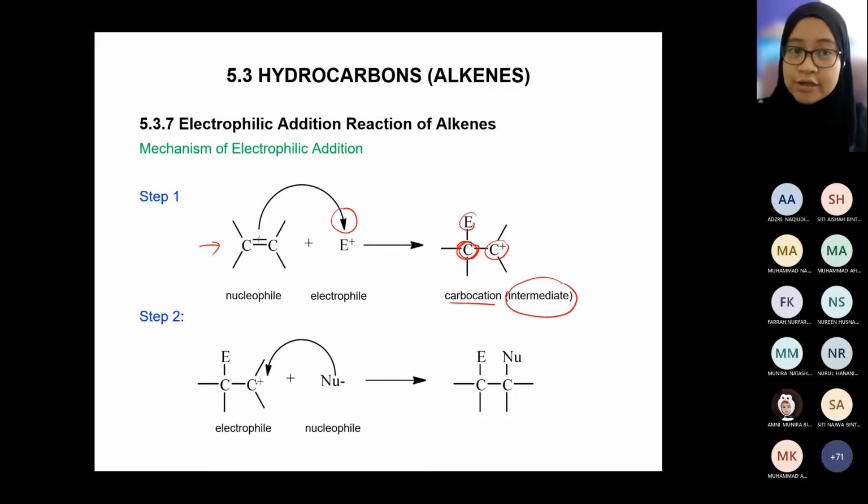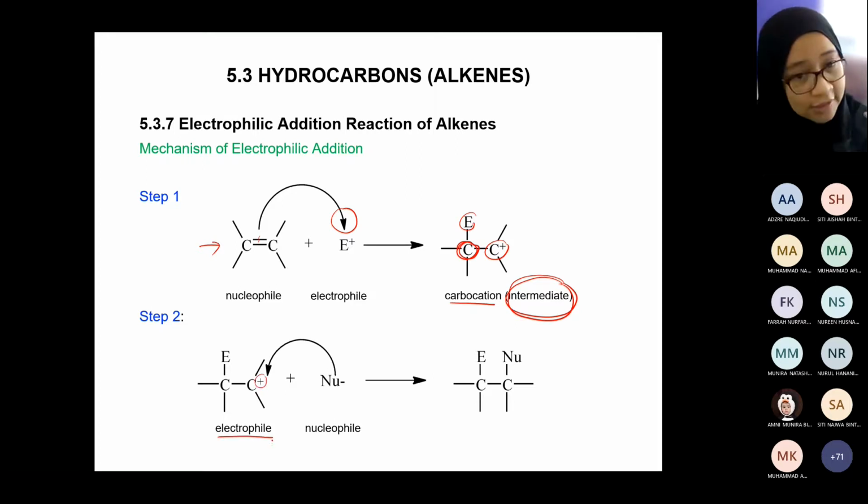Then later this carbocation, as you know, is unstable. Because why? Carbon prefers to have 4 bonds. Now dia hanya ada 3 bonds, so it is unstable actually. That's why it will only become an intermediate. So it's just a transition state lah. It will happen temporarily until the nucleophile attacks and adds itself to the carbocation. So dia jadi carbocation.